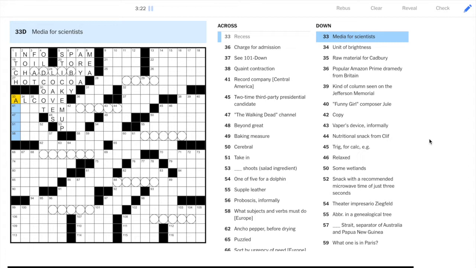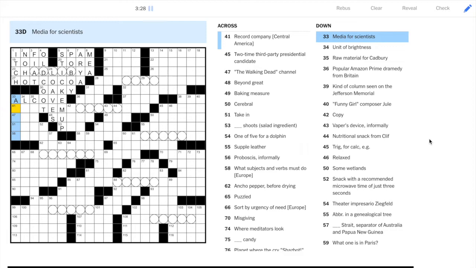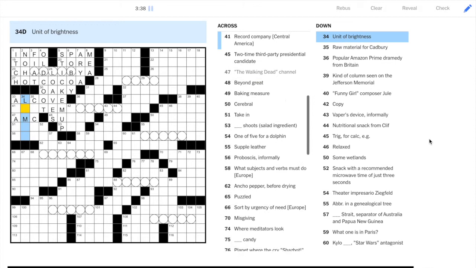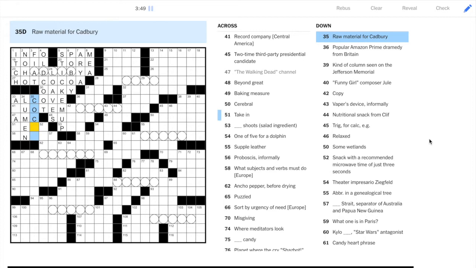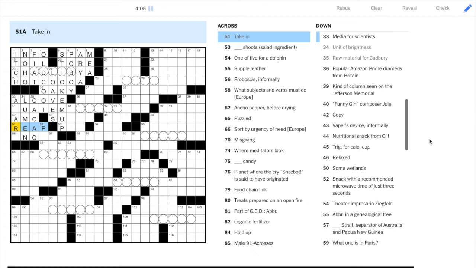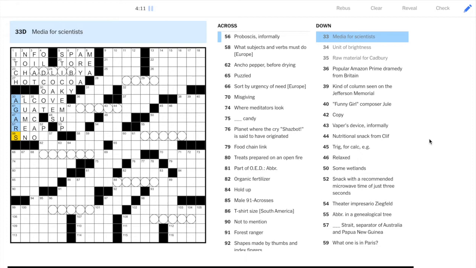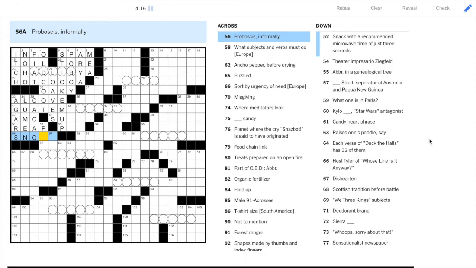Media for scientists. Well, The Walking Dead is on AMC. Let's see if we can get 34 down. Unit of brightness is lumen. And Cadbury makes chocolate, so it's not cocoa, but it's cacao. Take in, if that is reap, then we have agars. So media for scientists. Agar is a medium, therefore the plural is media, and the plural is agars.